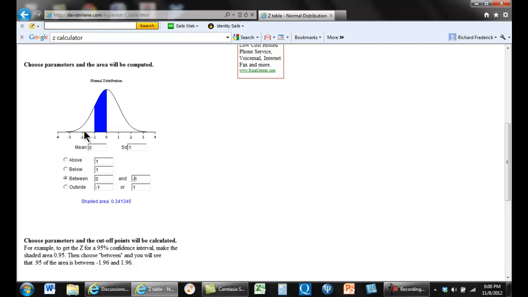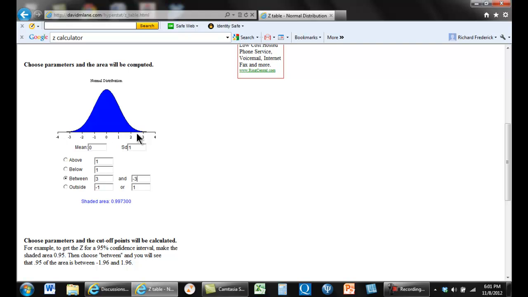And then we can go 0 to -2. That's going to be about 47.7%. From -2 to 2, it's going to be 95%. Almost all of the curve is between 3 and -3, 99.7%. Very, very unusual to find a z-score greater than 3 or less than -3.